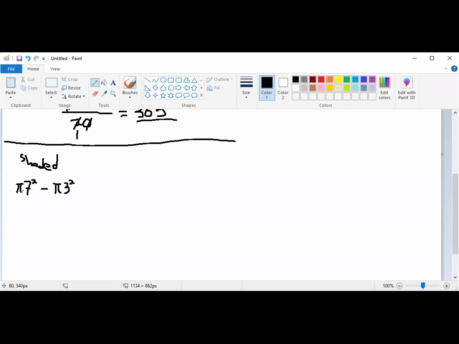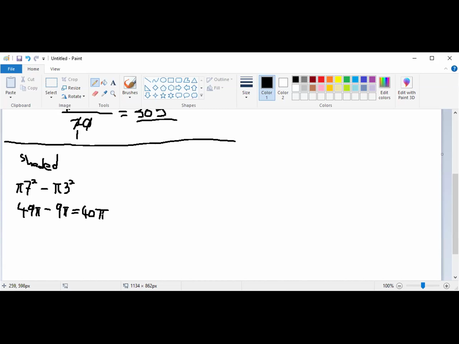So 7 squared is 49. So I'll have 49 pi minus 9 pi. 49 pi minus 9 pi. That's going to leave me with what? 40. Do you agree with that? Yes. Okay. I'm left with 40 pi. So 40 pi, but we have not got to the final answer yet. But at least we have gone halfway. So 40 pi is the area of the shaded portion.